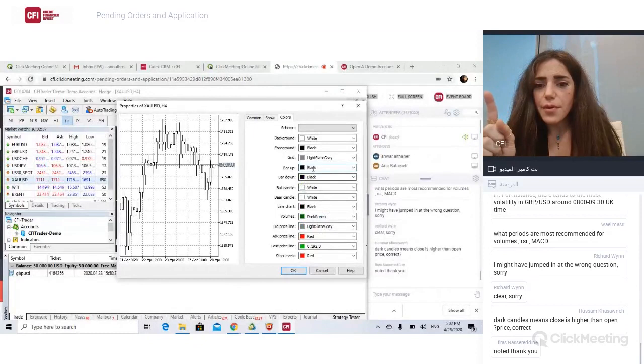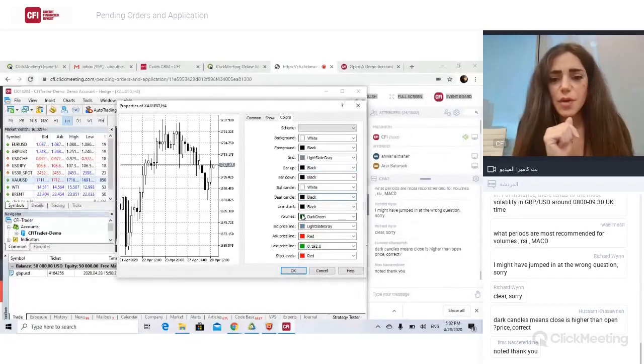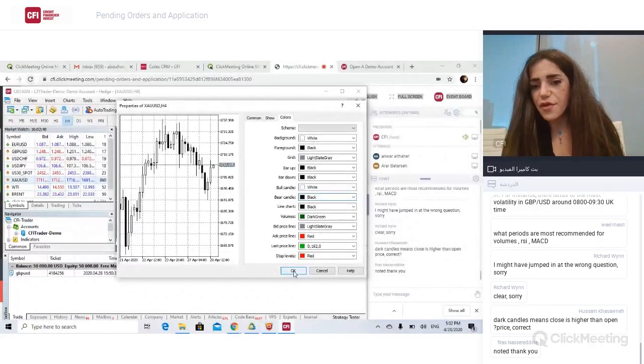Okay, the bar up is just the shape of it. The bar down, okay, the bull is white, the bear is black. This is what I want, okay? Can you see what I did? Is it clear for you guys?